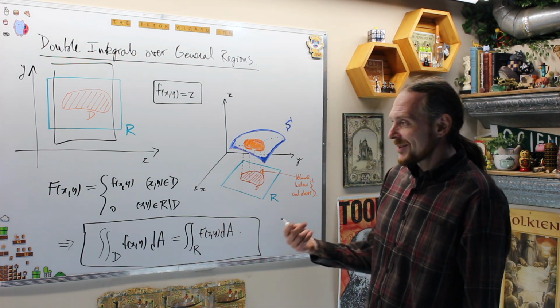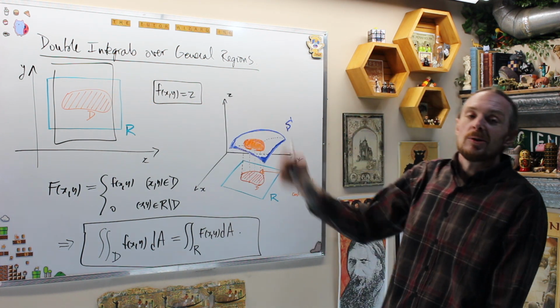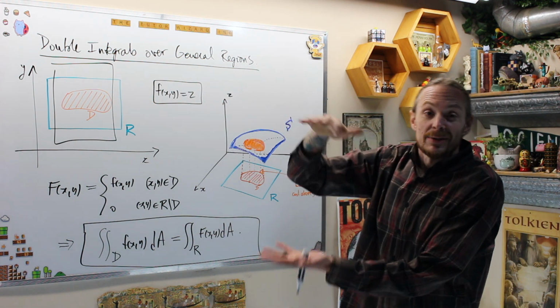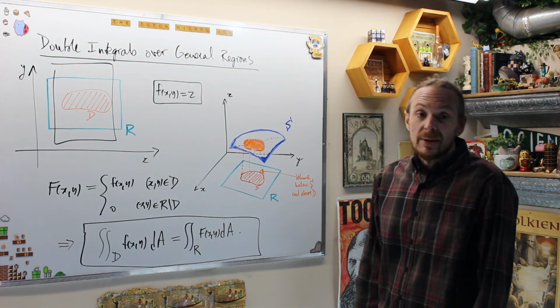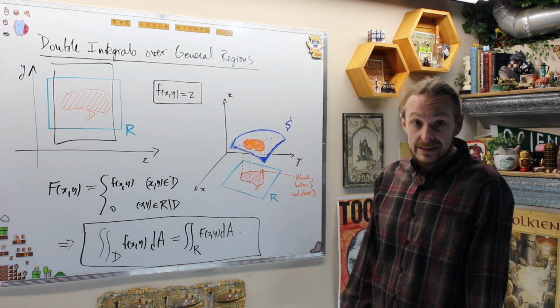But now we're going to set up that arbitrary region D, and then find the volume of the surface over that thing instead of finding the area between the curves. So it's going to look an awful lot like area between curves setups.